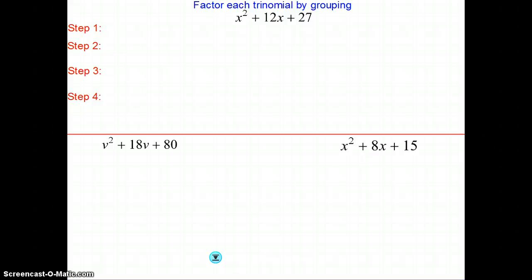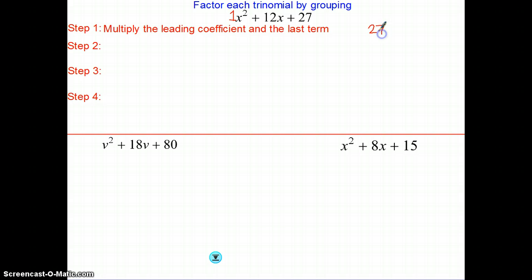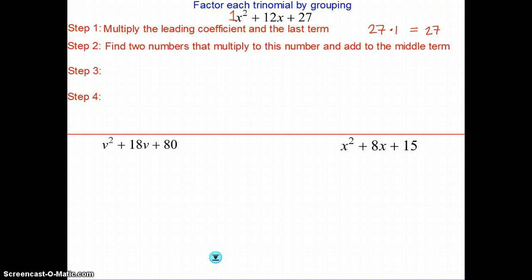Now the last thing I want to introduce to you is the process of factoring a trinomial by grouping. There's 4 steps we're going to follow. Step 1. Multiply the leading coefficient and the last term. Now remember, the leading coefficient is the very first number. In this case, my very first number is a 1. So I'm going to multiply 1 and 27. And what I get is a positive 27.